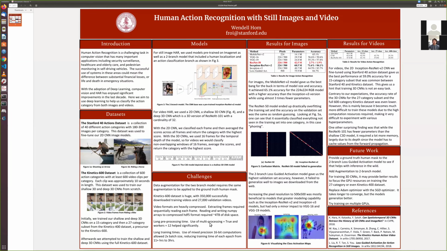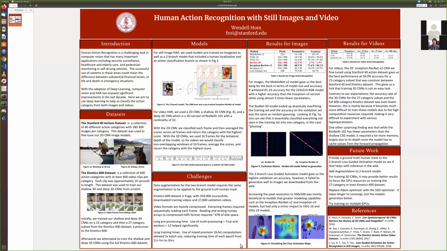The challenging part of this project was, for the most part, trying to train the shallow and deep 3D CNNs using the Kinetics 600 dataset. It's a huge dataset with 350,000 training videos and 27,000 validation videos. When uncompressed, it took up 4 terabytes of disk space, and I had to use multiprocessing to increase the throughput of the data pipeline, and also make use of 16-bit computations to increase the batch size by about a factor of 2, in order to reduce the training time to eventually about 3 hours per training epoch.